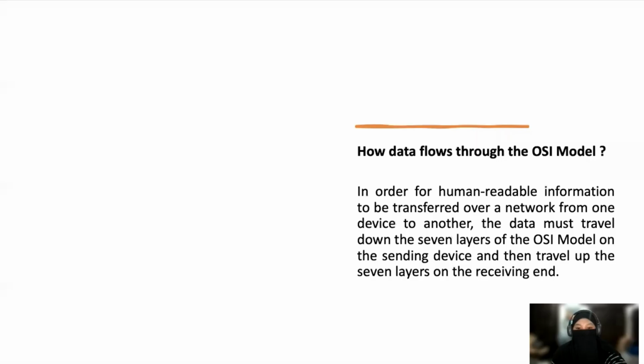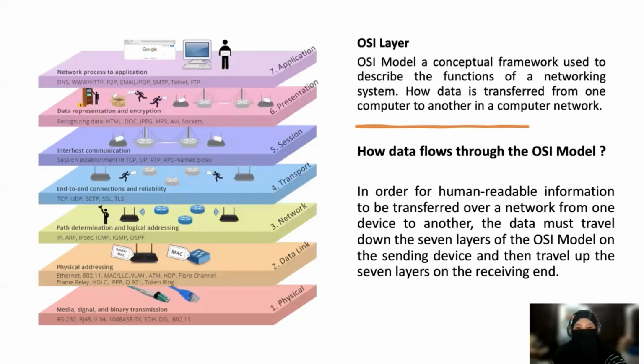Before we go through the study, we need to know what the OSI layer model is. The OSI layer model is a conceptual framework used to describe the function of a networking system, and how data is transferred from one computer to another. Data must travel down several layers of the OSI model on the sending device and then travel up the several layers on the receiving end. The first layer is the physical layer.